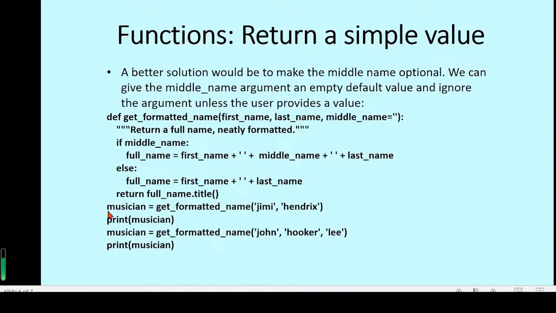So when we call this function, no matter whether the person has a middle name or not, this function works. In this case, we call this function with only first name and last name. Then in this case, we can call the function with first name, last name, and middle name. Just note the middle name has to be put in the last place, because in the definition, it is first_name, last_name, then middle_name.